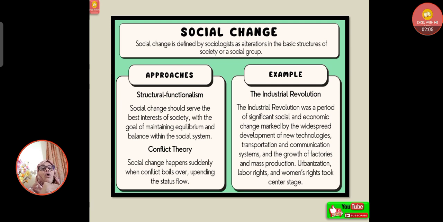Another approach is conflict theory. That is, social change happens suddenly when conflict boils over, upending the status quo. So, what are the examples for this? The Industrial Revolution. The Industrial Revolution was a period of significant social and economic change marked by the widespread development of new technologies, transportation and communication systems, and the growth of factories and mass production. Urbanization, labor rights and women's rights took center stage.